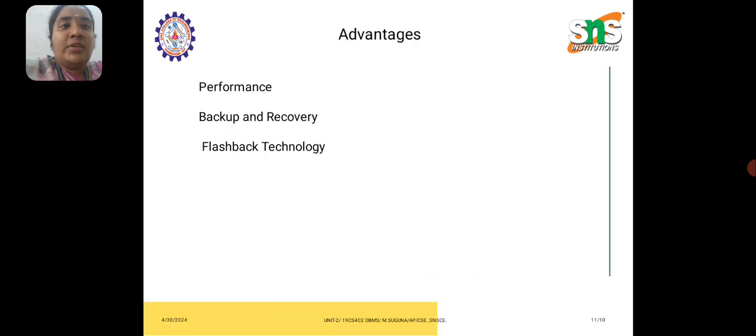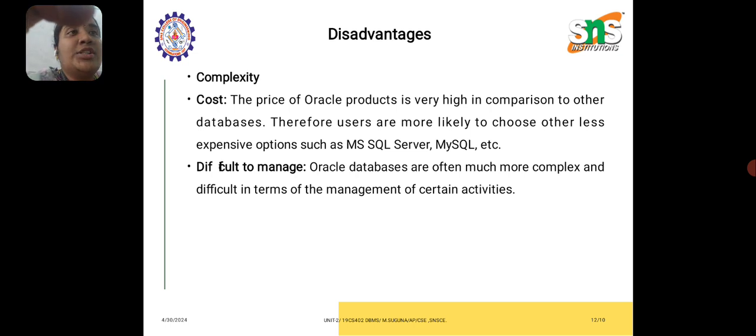These are all the examples given here, and the advantages consist of performance, backup, and recovery, and flashback technologies have been used here. And the disadvantages will be complexity, cost, and difficulty to manage.